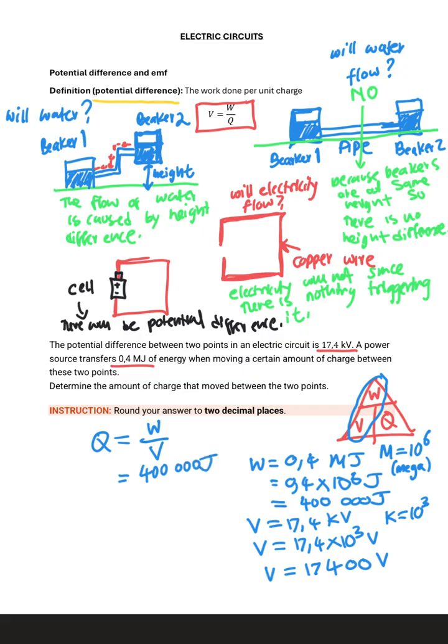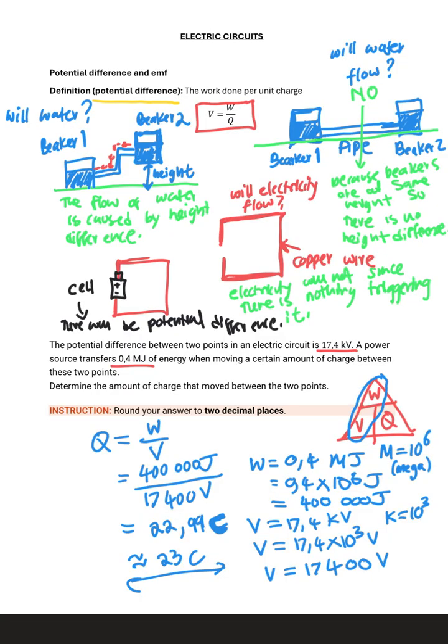Now when we substitute, we have 400,000 joules divided by 17,400 volts, and when we do the calculation we will get 22.99 coulombs, which is approximately 23 coulombs.